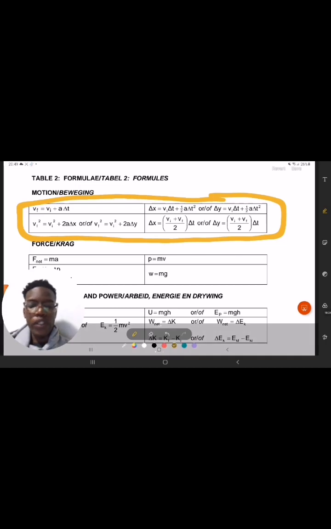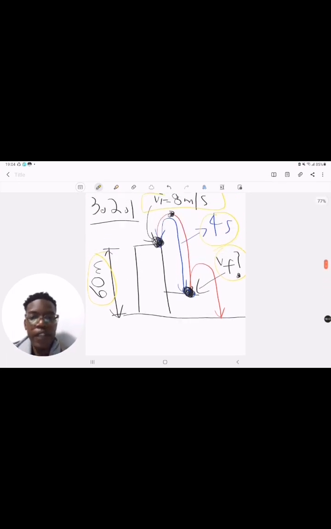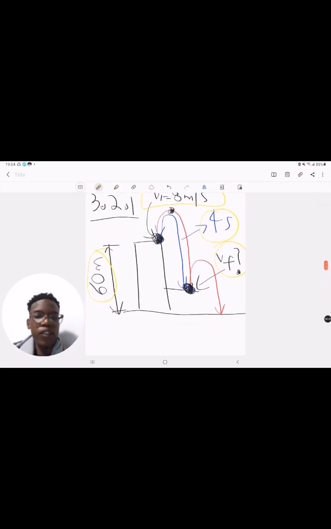How you use this table is, firstly, you look at the information that you've been given. Once you've established what information you've been given, then you can choose the relevant equation of motion to use to solve the problem. So now if I go back to the screen, what I have here is an initial velocity.